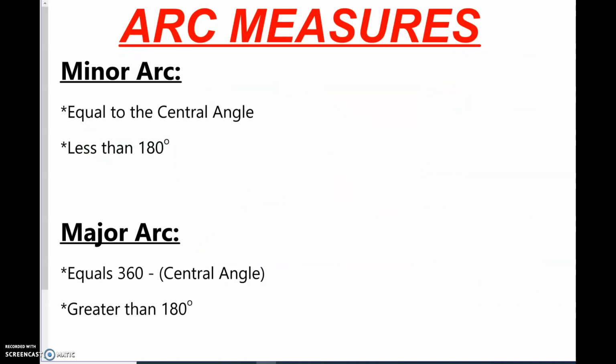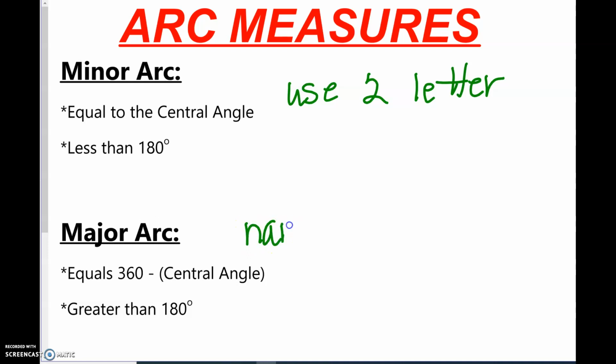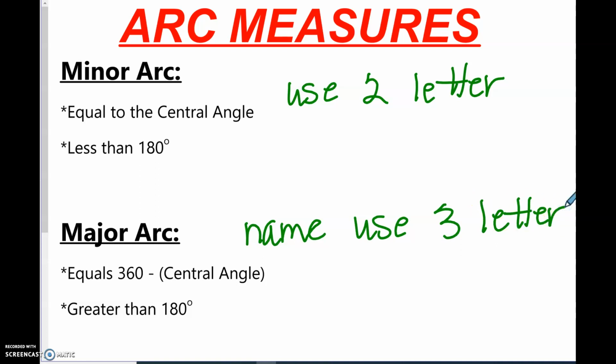Now, as I mentioned here, we talked about minor arcs. Minor arcs are going to be less than 180 and they're equal to that central angle. And major arcs are going to be the ones that are greater than 180. So whenever you're using a minor arc, you're going to use 2 letters when talking about any minor arc. Okay, so to name a major arc, you're going to use 3 letters, and you have to make sure that you go in the direction that you need to go in. So major arcs are going to have 3 letters, minor arcs are going to be 2 letters.